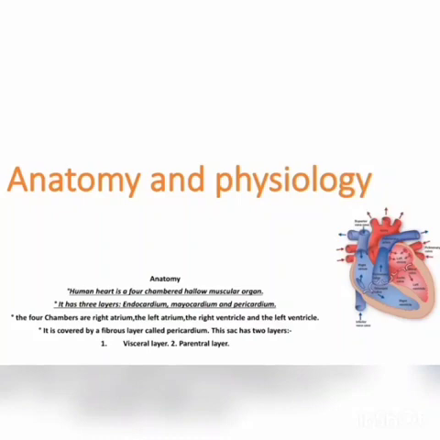Now coming to the anatomy and physiology part. The human heart is a four-chambered hollow muscular organ. It has three layers: endocardium, myocardium, and pericardium. The four chambers are the right atrium, the left atrium, the right ventricle, and the left ventricle. It is covered by a fibrous layer called pericardium. This sac has two layers, the visceral layer and parietal layer.